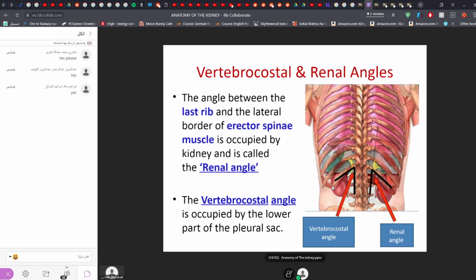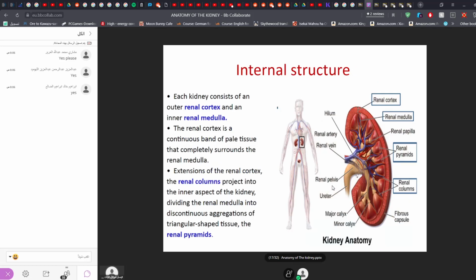And here you can see there is a renal angle. This renal angle is formed by the lower border of the 12th rib and a muscle. You can see the outline of the muscle given in this diagram. This muscle is called the erector spinae muscle. This is called the renal angle. So the kidney can be palpated in these two angles. Remember how the angles are made.